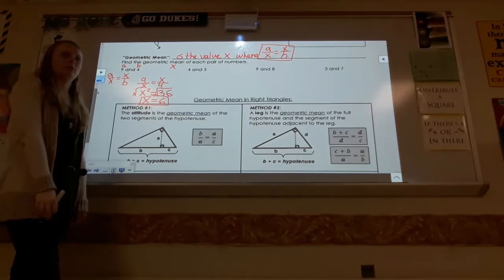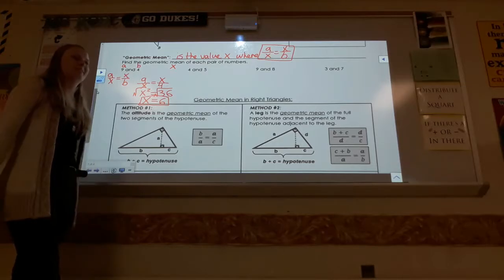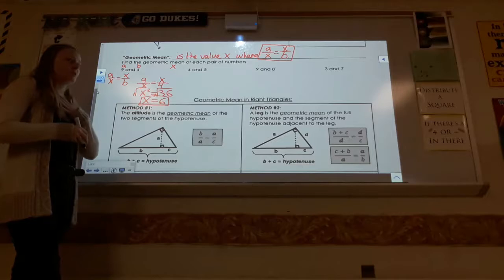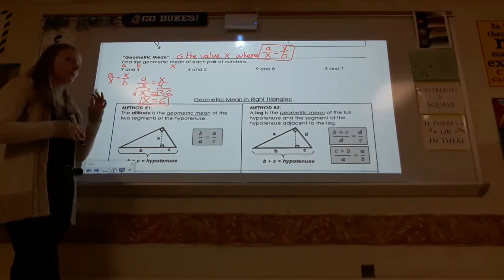So that means the square root will be a decimal. If I ask for a geometric mean and it's not a whole number, I want you to leave it as a square root that's simplified, just like for distance formula. Okay?